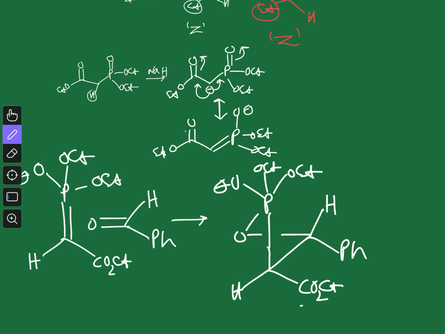Now why did I put this CO2Et on the right hand side and not on the left hand side? Because if I put the CO2Et on the left hand side, let me open it, if I put it over here, OEt, you can see this oxygen group and this CO2Et group, there will be Coulombic repulsion. Both are electronegative and electron rich, that is, the oxygen has a lone pair, right? So this oxygen and this oxygen both have lone pairs, so there will be Coulombic repulsion.